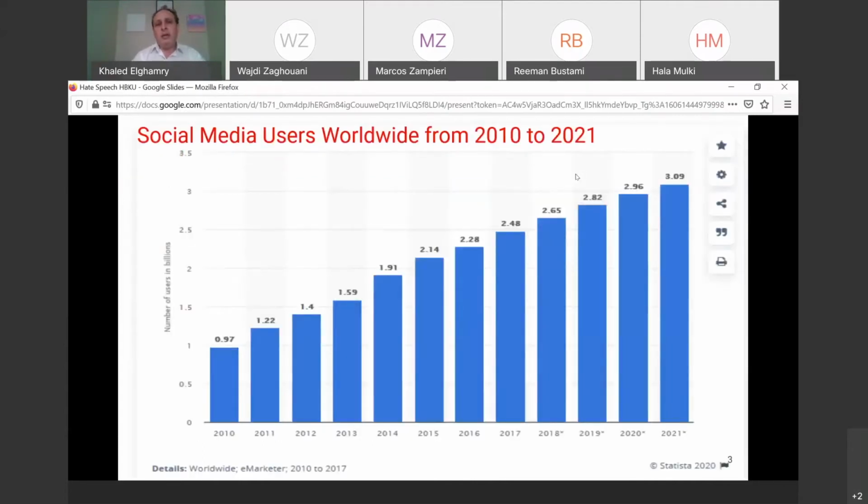As we can see, the number of users of social media worldwide, from 2010 to next year, 2021, is projected to be more than 3 billion users. So we're talking about a decent number of people using social media to express their points of view, their attitudes and stances on things, and of course to spread some negative content, either offensive language in general or hate speech that is targeting some classes of people.